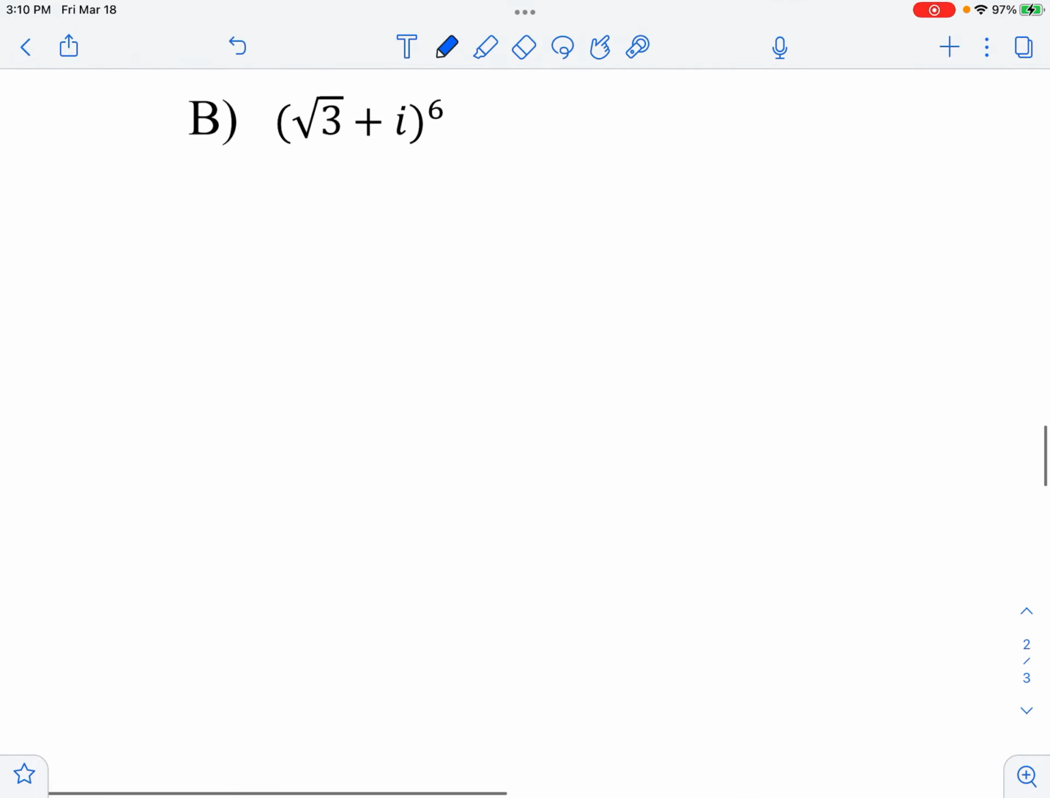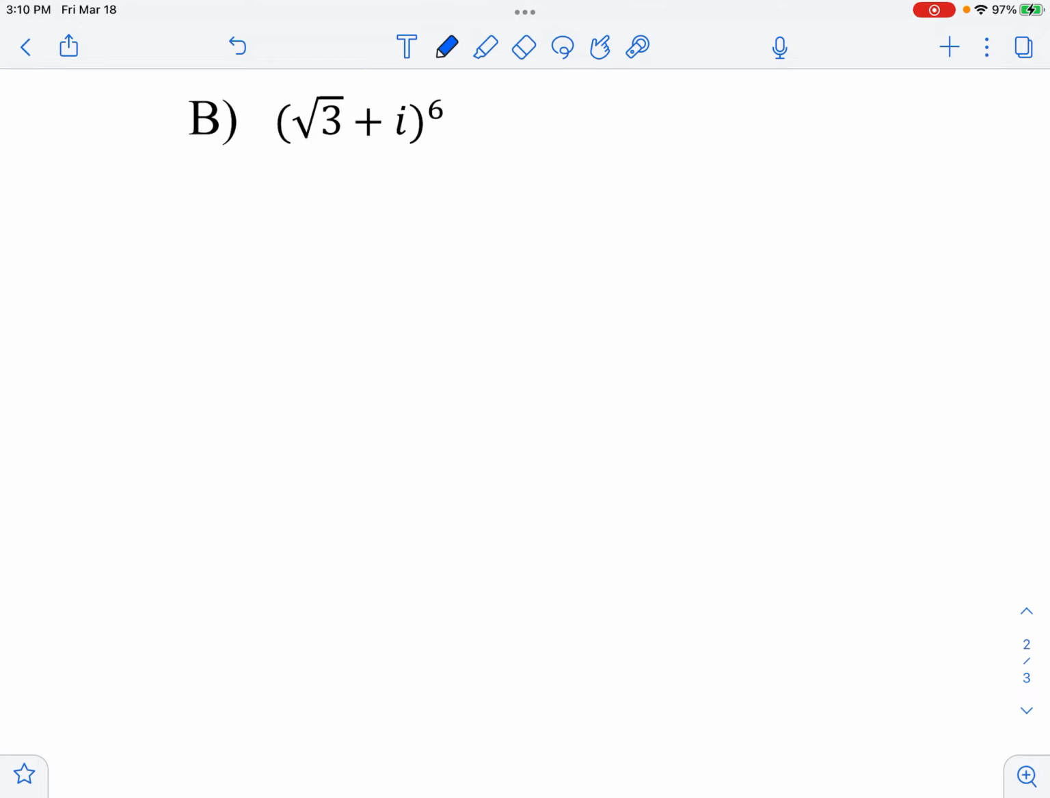All right, now we have to bring this to the 6th power. Now, what I could do, which would be absolutely awful, is do root 3 plus i times root 3 plus i times root 3 plus i, and so on. I think I said that 6 times. The amount of FOILing and distributing I'd have to do would just take forever.